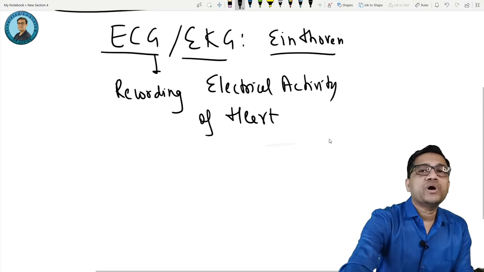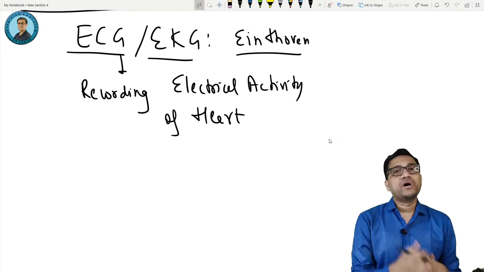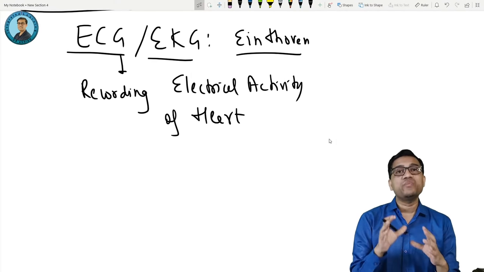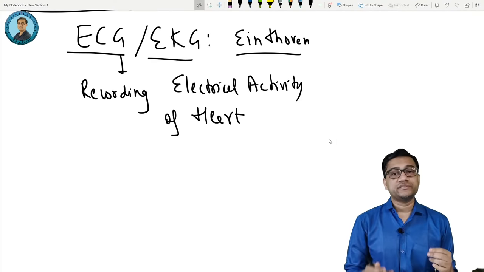The most important are arrhythmias and myocardial infarctions. Okay, so they are the two main ones. That is the vascular lesions and also the arrhythmias. Blocks, etc. So there are two main reasons.